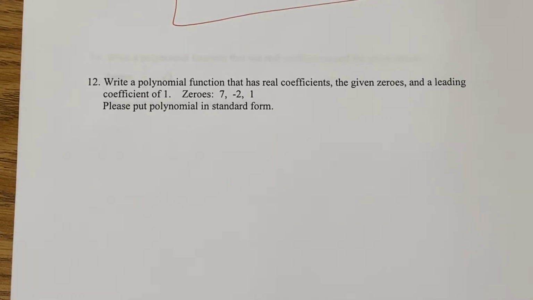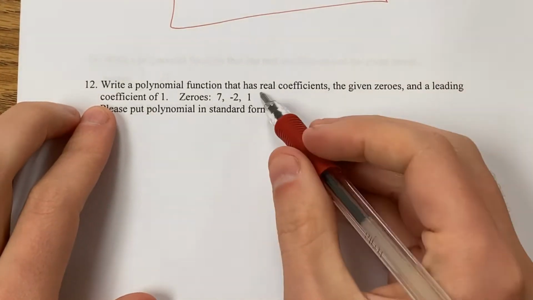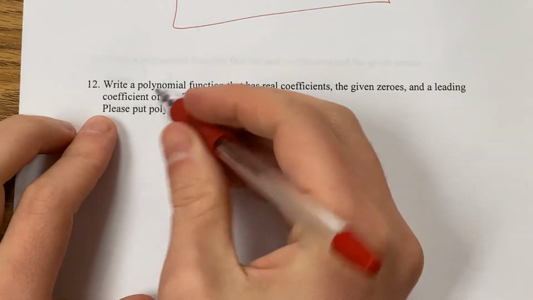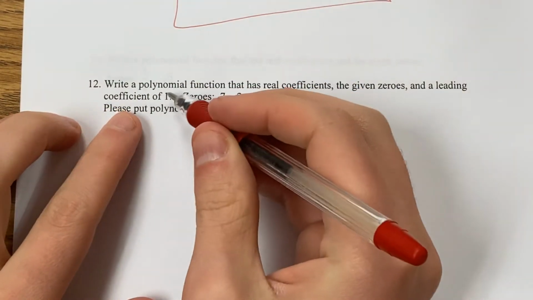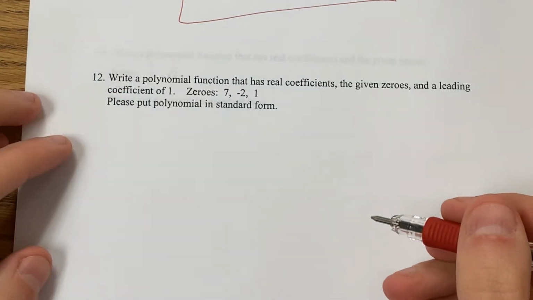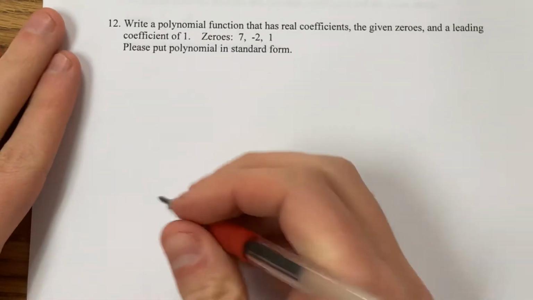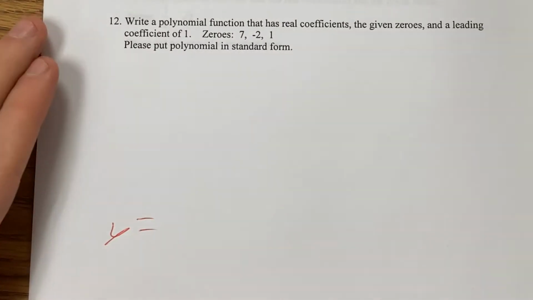Here we are for part 3, writing polynomial functions given some zeros. So in this first one, it says write a polynomial function that has real coefficients, the given zeros, and a leading coefficient of 1. Leading coefficient of 1, that's just saying, hey, don't think too hard, to be quite honest. It does say write a polynomial function, so first of all, make sure your answer down here is going to have a y equals in front.